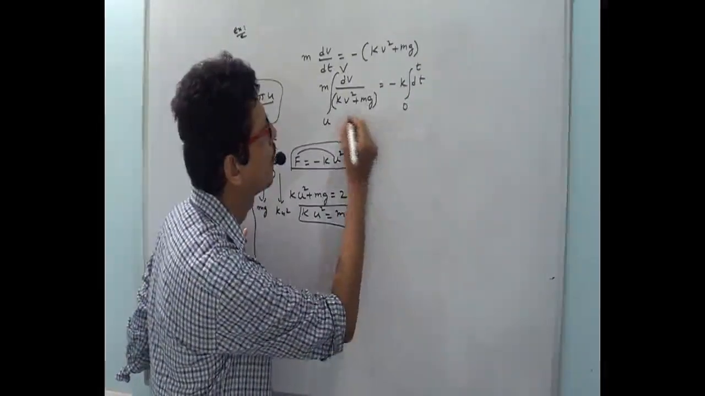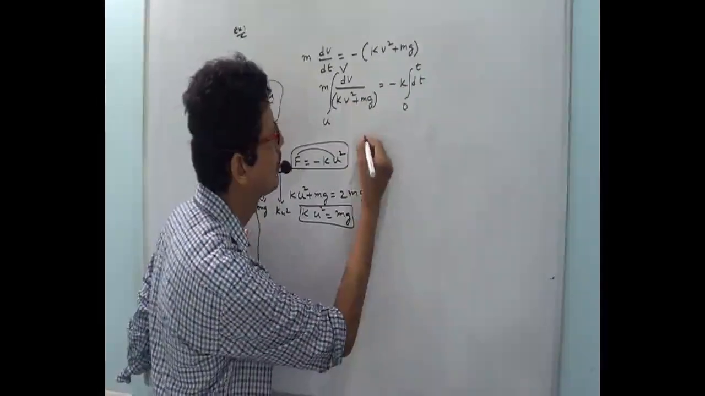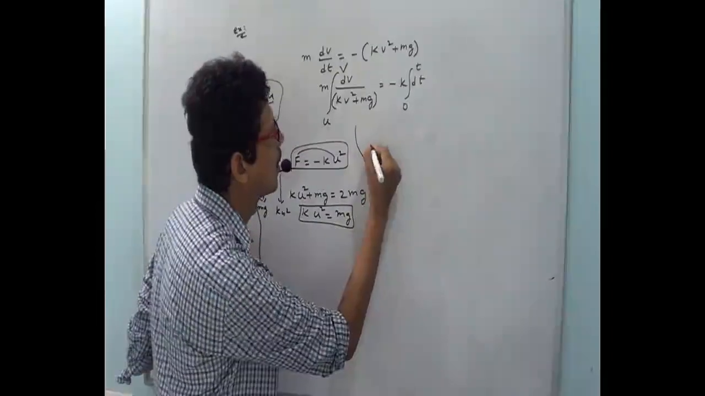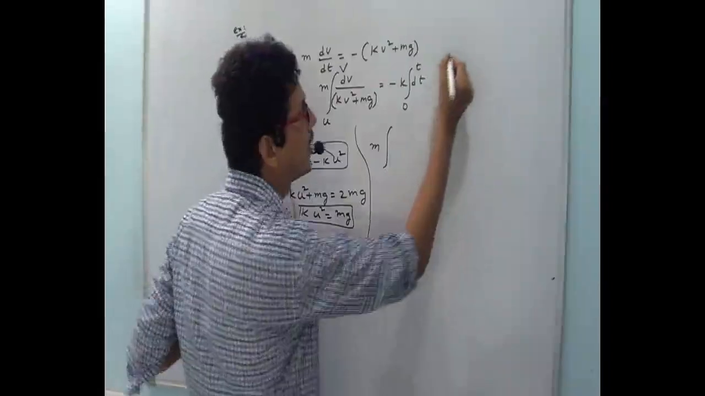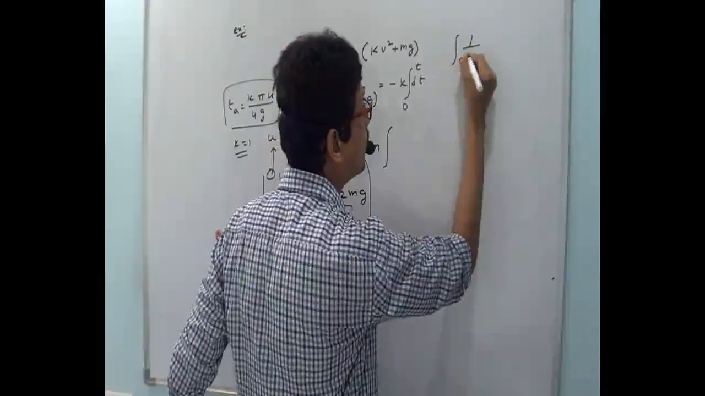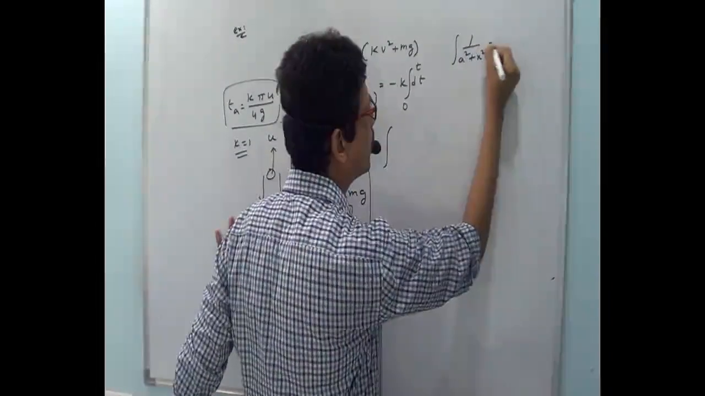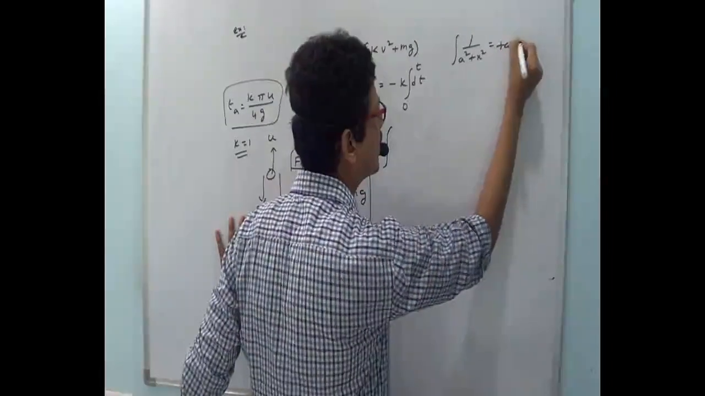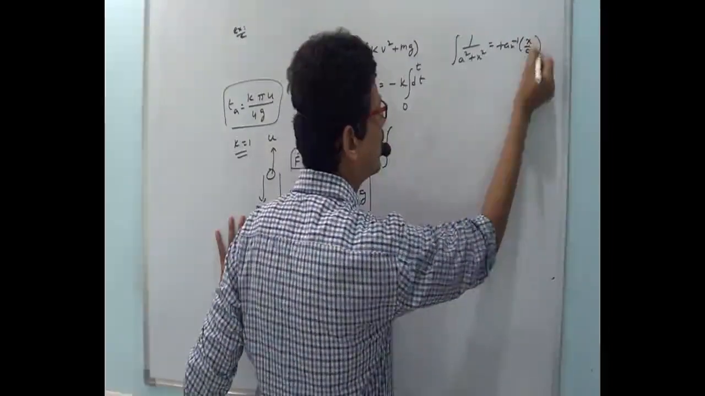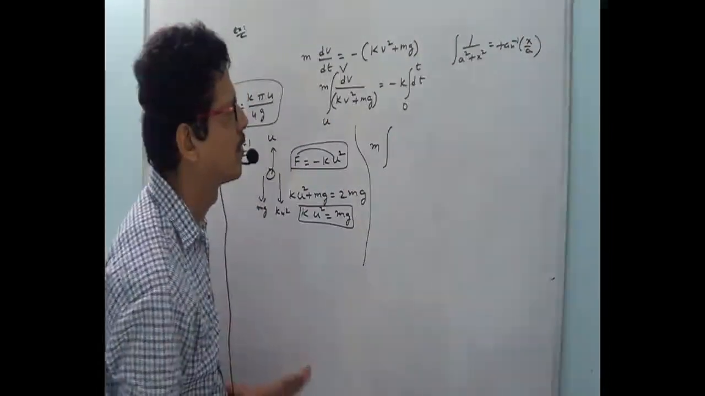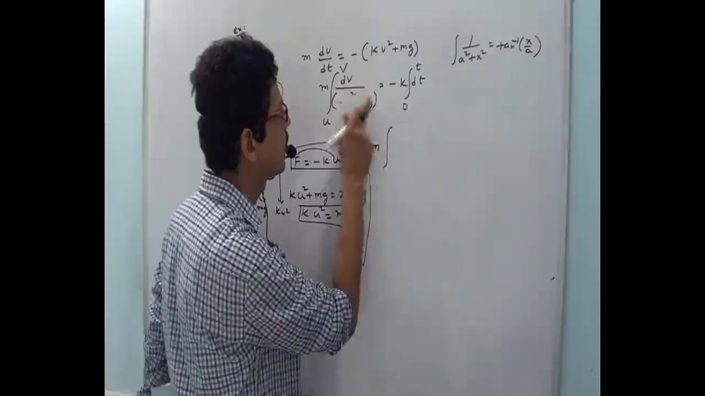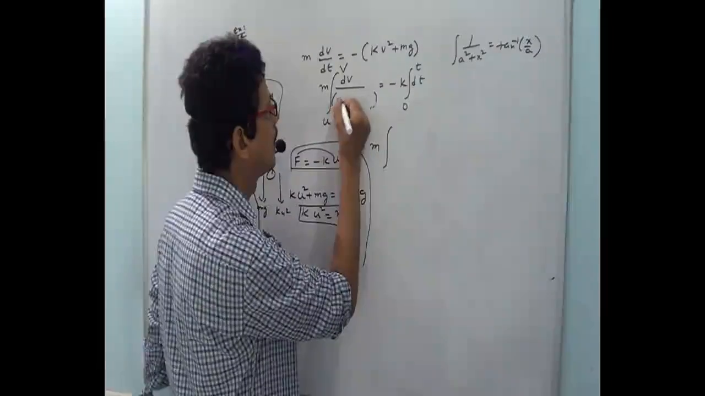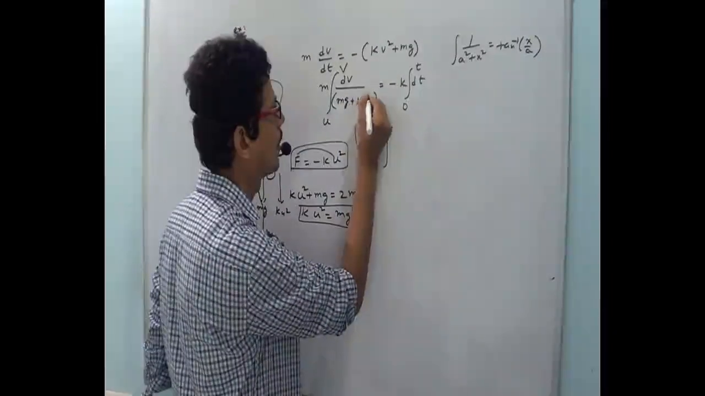We have to apply this integration formula. M into, actually integral 1 by a square plus x square integration entante tan inverse x by a. That is the formula. అంటే ఇక్కడ mg plus kv square అని రాద్దాం. mg plus kv square.